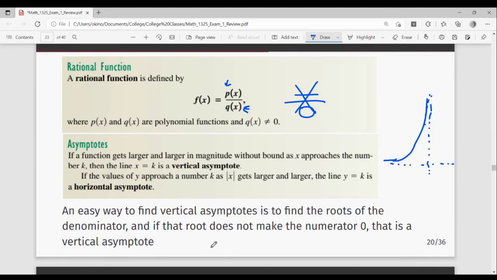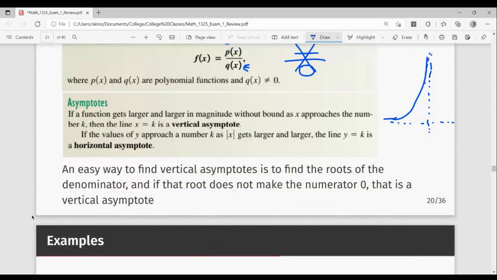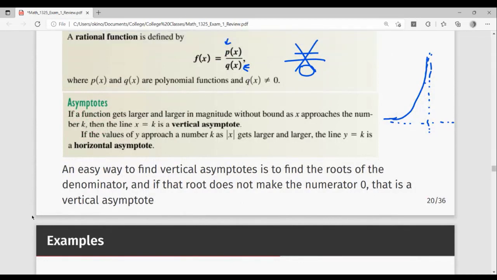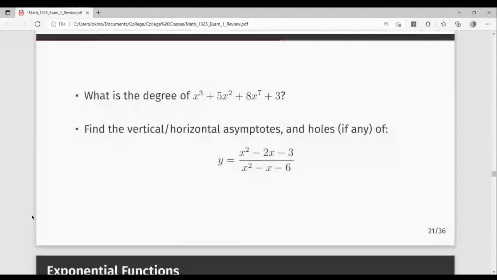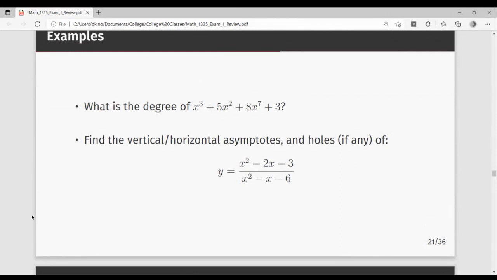So an easy way to find vertical asymptotes is to find the root of the denominator. And if that root does not make the numerator 0, then it is a vertical asymptote. So, let's take a look at 2 examples.